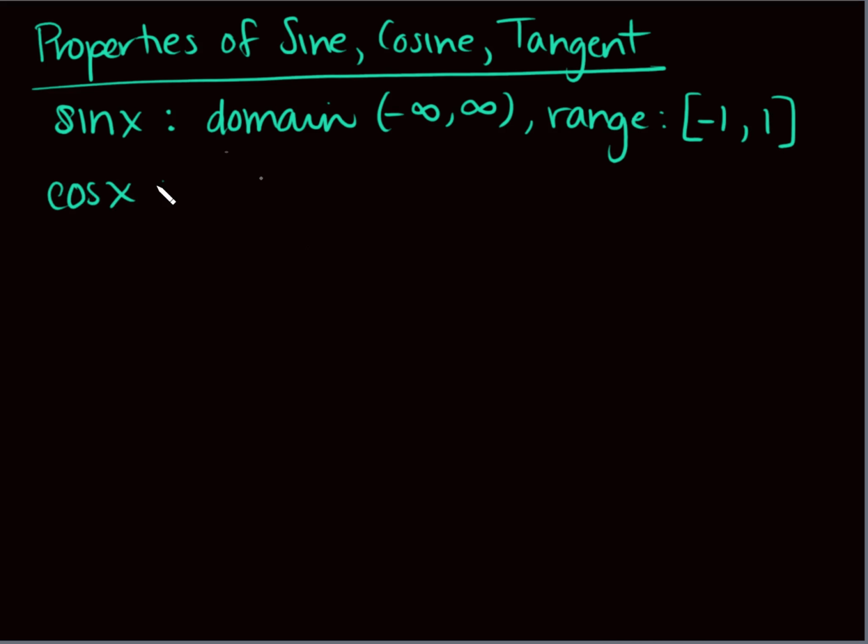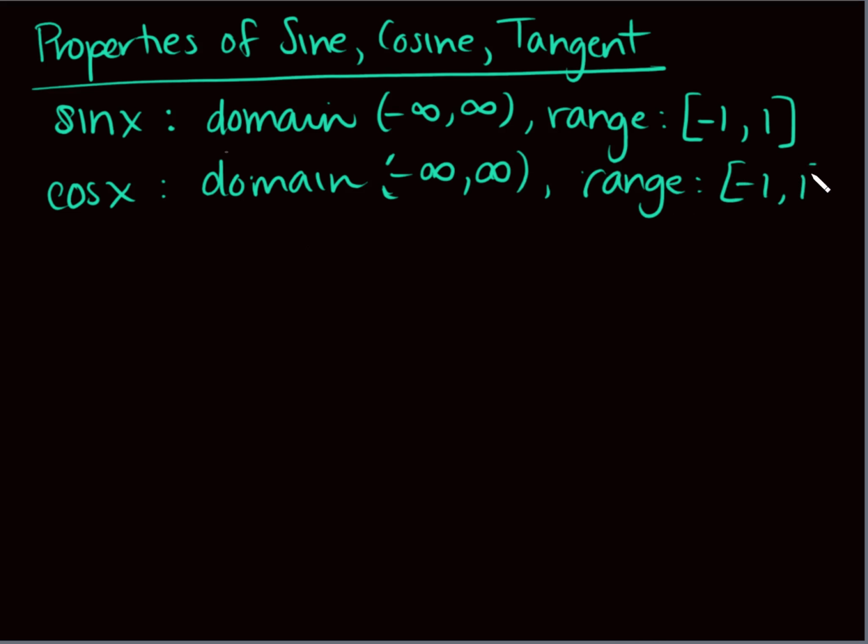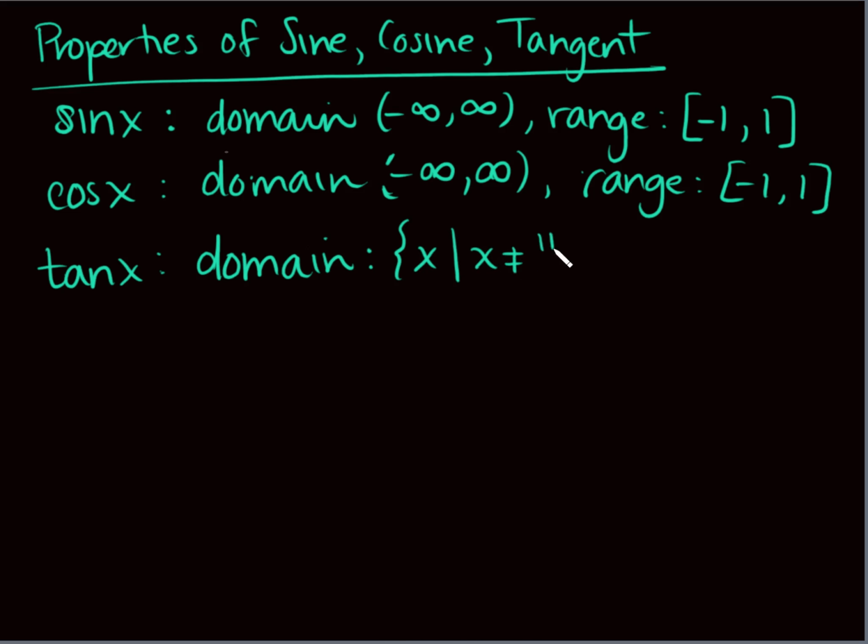Same thing with cosine of x. Its domain is -infinity to infinity, and its range is -1 to 1. And then tangent of x, this guy's a little bit weird. Its domain, and I'm going to write this a little bit strange, is all x as long as x is not equal to pi over 2 plus any multiple of pi. So I'm going to say k pi for k an integer.